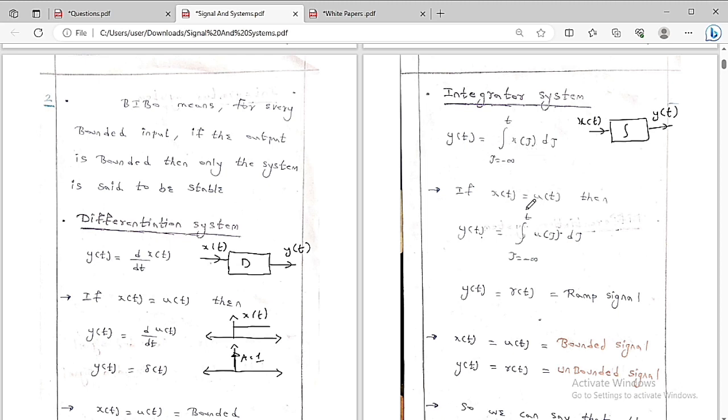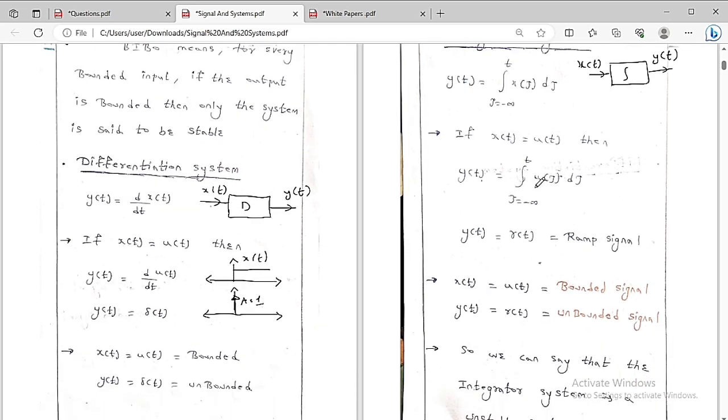Now suppose I give a bounded input like x of t equal to u of t. Then let's see what the nature of the output is. If x of t is equal to u of t, then y of t is equal to the integration from minus infinity to t of x of tau d tau, where x of tau is u of tau.